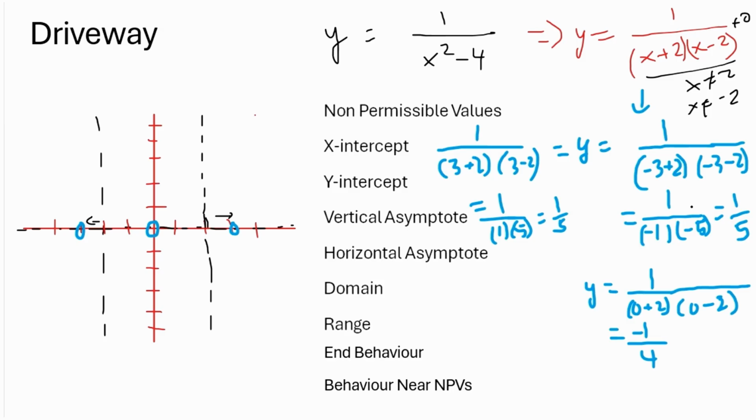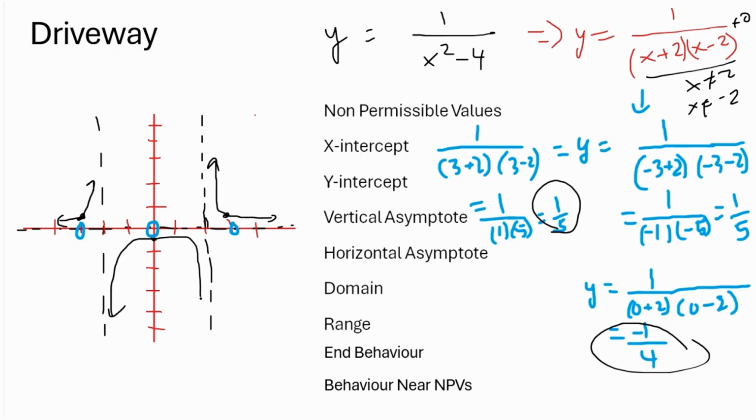So when you plug those points in, when you plug in 3 and negative 3, you get 1 over 5. So our points are going to be very close to the x-axis right here, and then we curve towards asymptotes just like normal. And then for the middle point we get 0, negative 1 over 4. So that's our point. So now again we curve towards the asymptotes. Okay, so that's why it looks like a driveway.